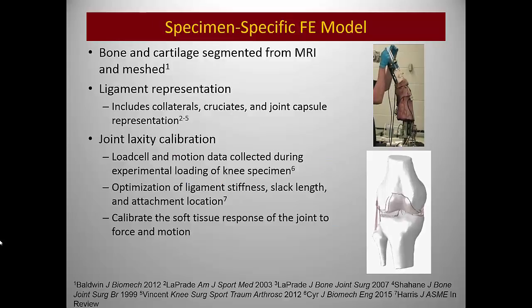So now a bit of background on the creation of the lower extremity model. Bone and cartilage were segmented and meshed from MRI images. A ligament representation was implemented which included collaterals, cruciates, and a joint capsule representation. Joint laxity calibration was performed using load cell and motion data collected during an experimental loading of a knee specimen. Optimization was performed on ligament parameters including stiffness, slack length, and attachment location to calibrate the soft tissue response of the joint to force and motion.